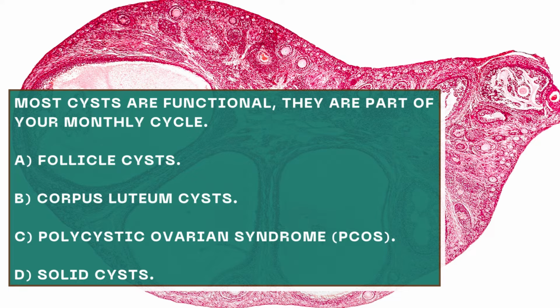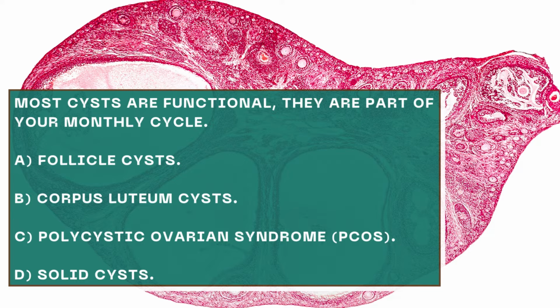Polycystic ovarian cyst is a multiple of cysts found usually at the border of the ovaries, and these are a sign that the patient is not ovulating. Therefore, the patient has what we call PCOS or polycystic ovarian syndrome.